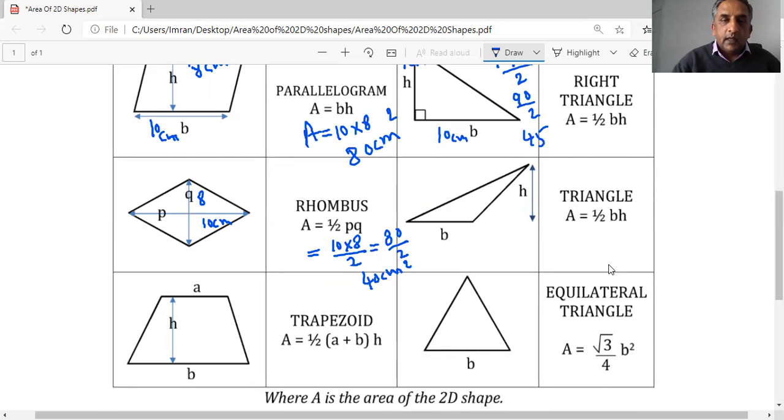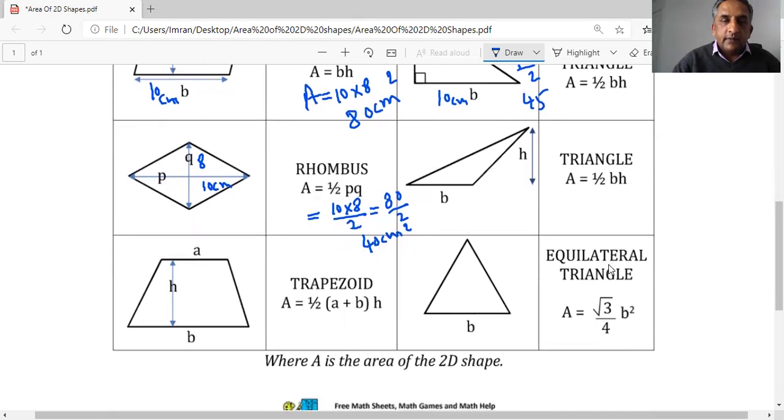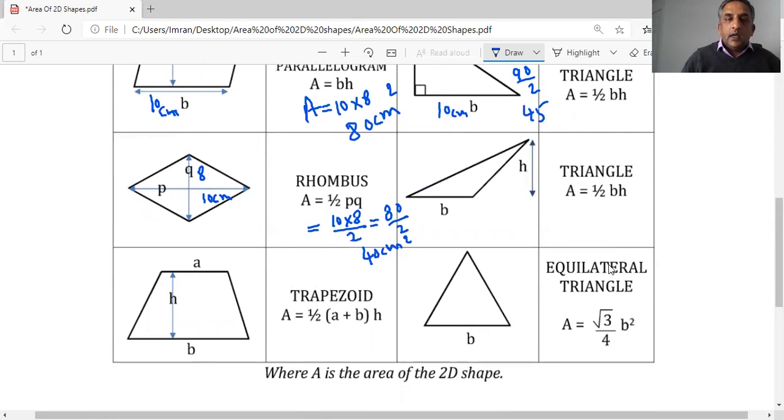And then comes another shape, which is called trapezium, as you can see. In trapezium, the area is equal to half, and inside the bracket a plus b, times h. So basically, we add a and b, and whatever answer we get, we times it by h and divide by 2, right? For example, a is 5, and imagine b is 10, and then imagine the height is again 10 centimeter.